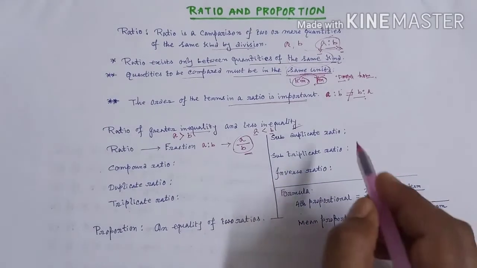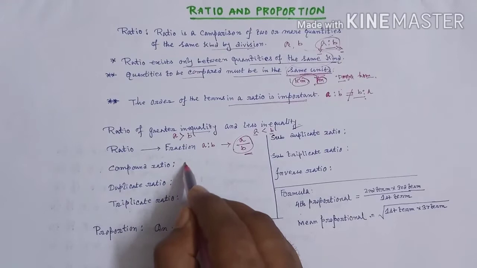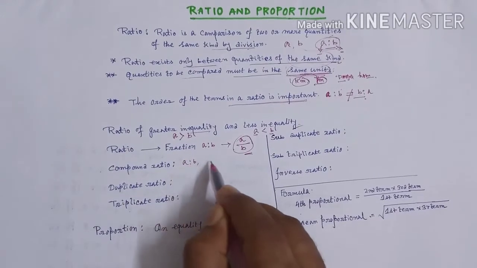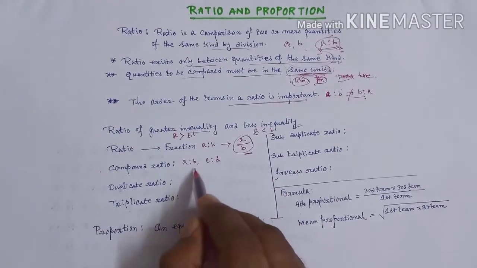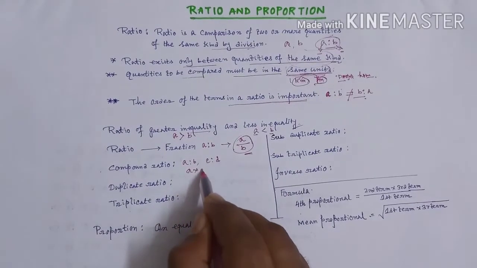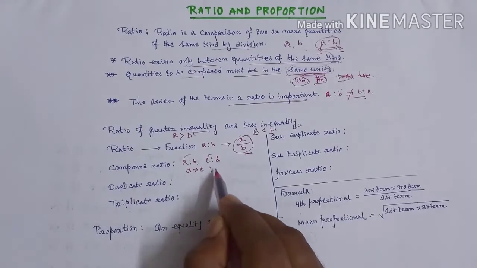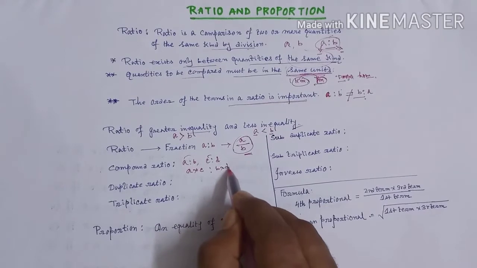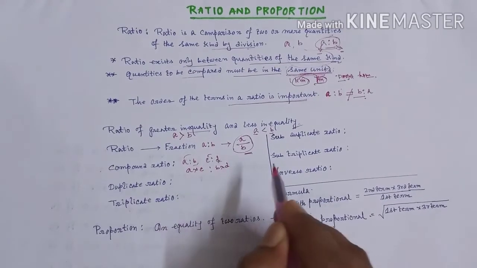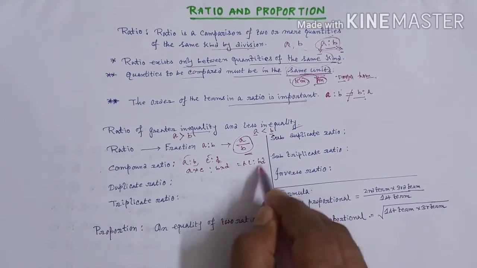There are various forms of ratio, and there is the compound ratio. What is a compound ratio? Suppose A is to B is a ratio and C is to D is a ratio. Then the compound ratio is the product of the antecedents of the two different ratios is to the product of the consequents of the two different ratios. That is AC is to BD.